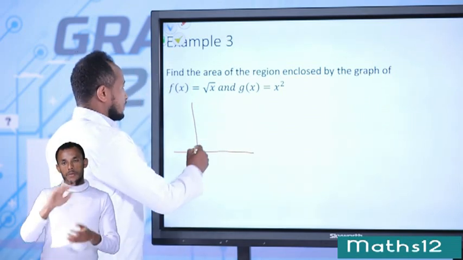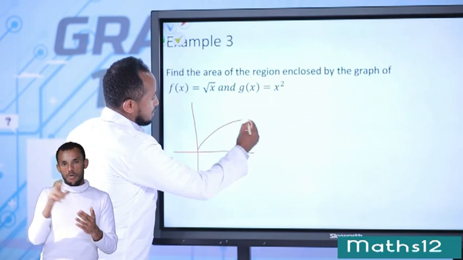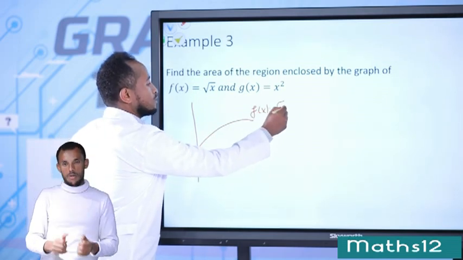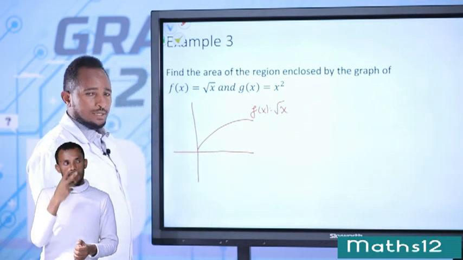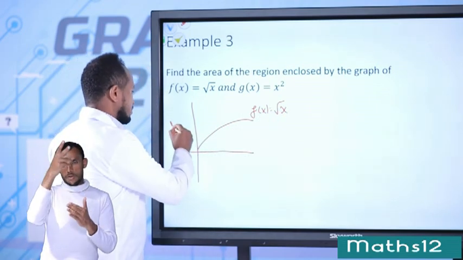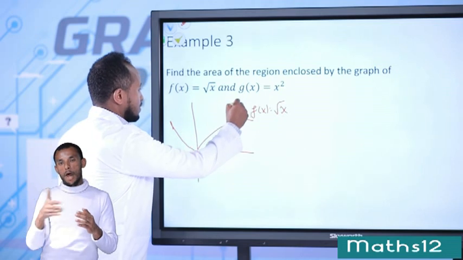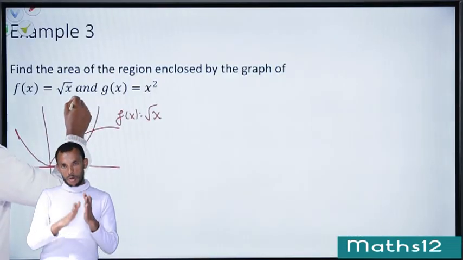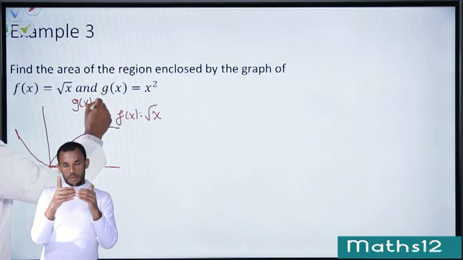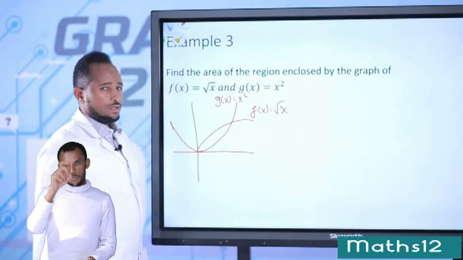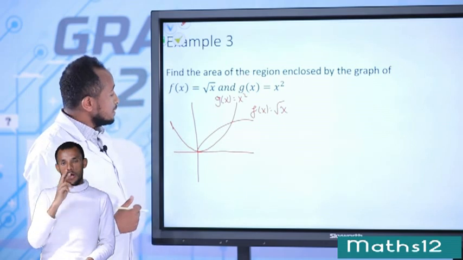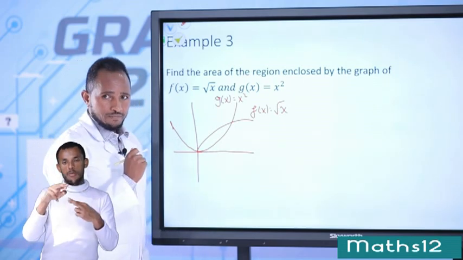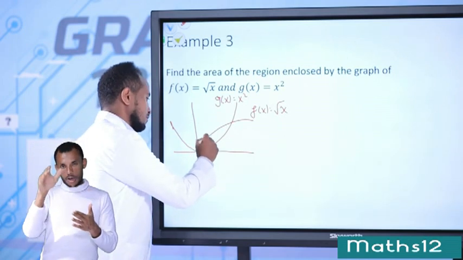The graph of f of x equals square root of x is this one. The graph of x squared is a parabola. This one is g of x, g of x equals x squared. We are asked to find the region bounded by these two curves. This region.